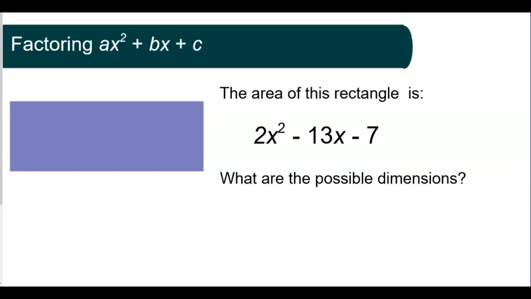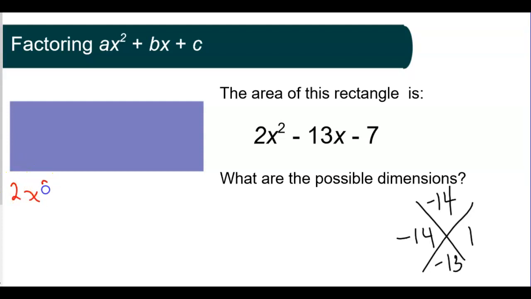All right, let's try one here. You know the area of the rectangle. Tell me, what are the possible lengths and widths? I'm going to find the factors of AC, which is negative 14, that add up to negative 13, and that is also a negative 14, pardon me. So negative 14, positive 1. I'm going to rewrite this as 2x squared minus 14x plus x minus 7.